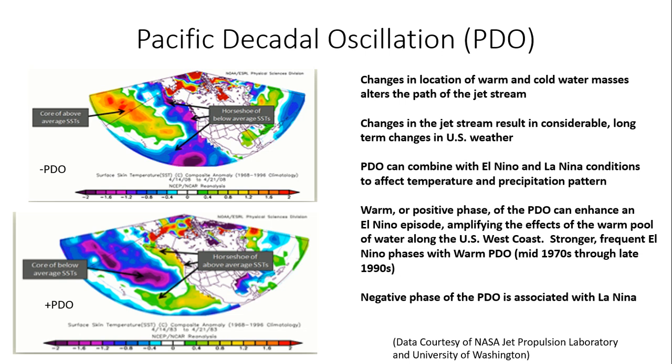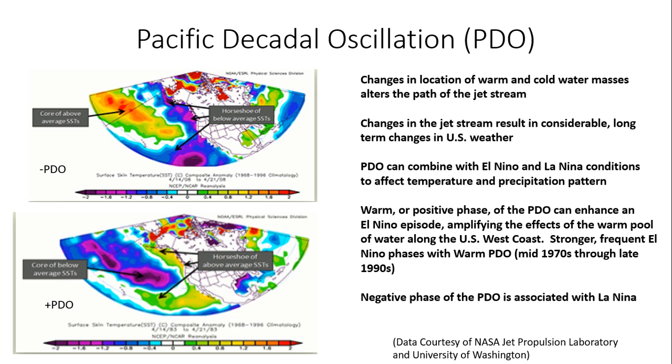This can amplify the effects of the warm pool of water along the U.S. West Coast. And stronger, more frequent El Nino phases are associated with the warm PDO. And this occurred quite frequently from the mid-1970s through the late 1990s.